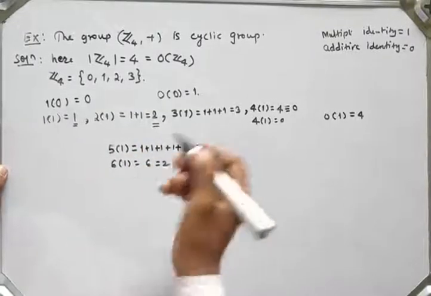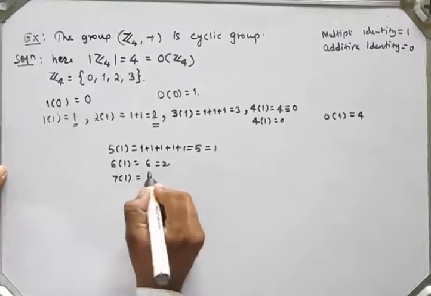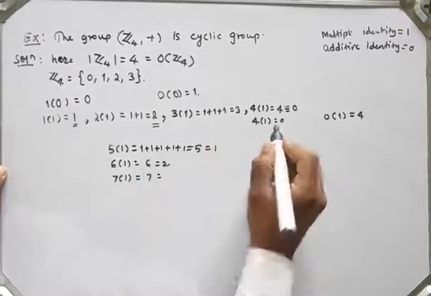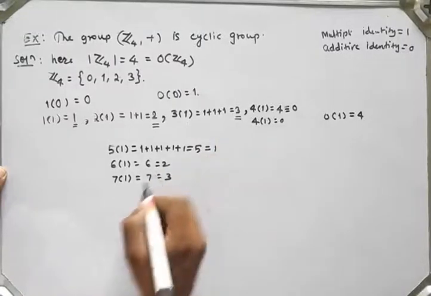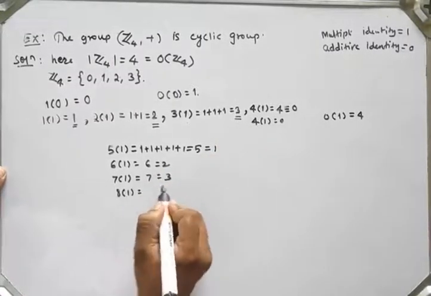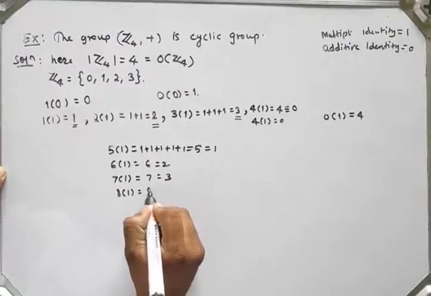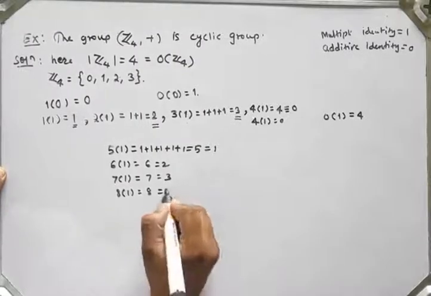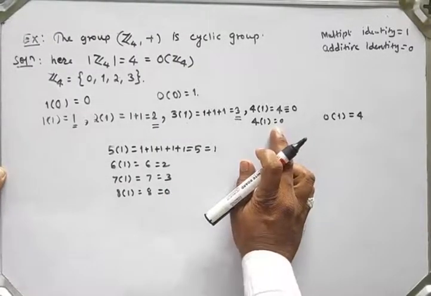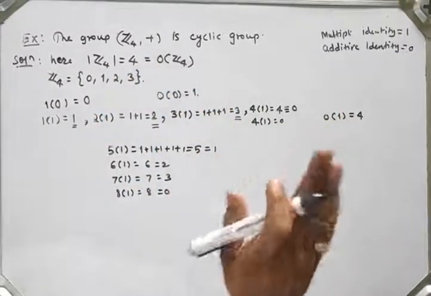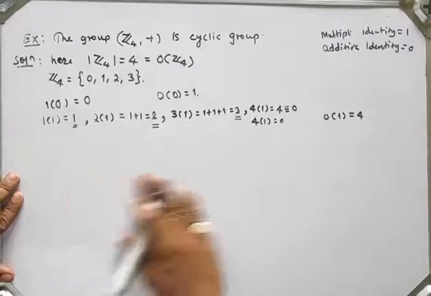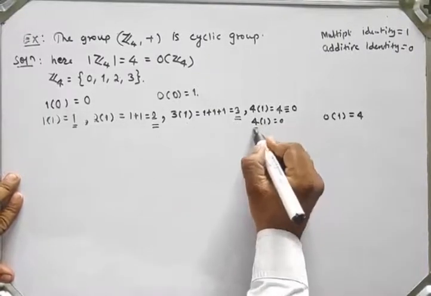If I again take 7 into 1, which is equal to 7, and 7 modulo 4, which is 3. I already have it in the set, right? Next 8 into 1, which is equal to 8, and 8 modulo 4 is 0. I already have it in the set. So if I get 0 in the addition operation, then the operation can be stopped. So the order of 1 should be 4.